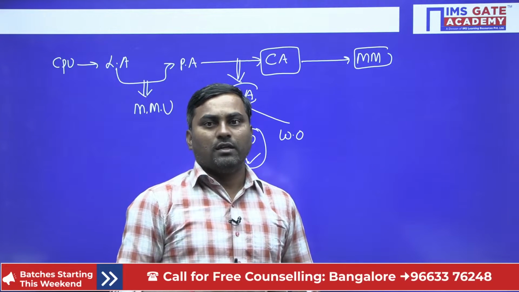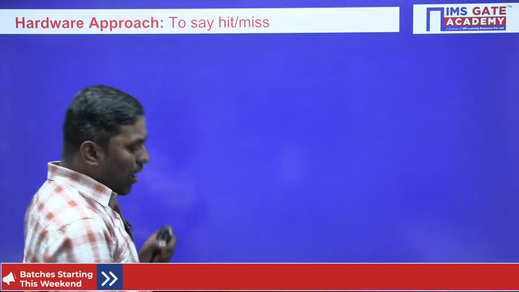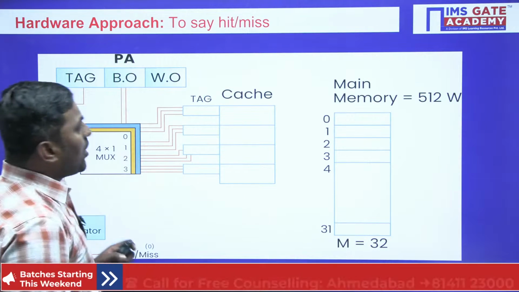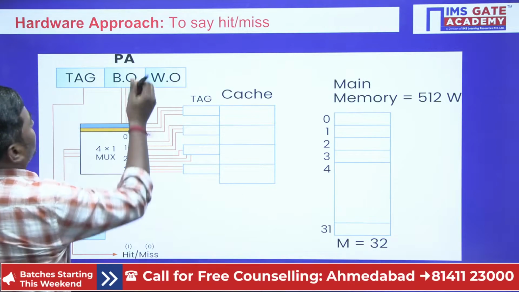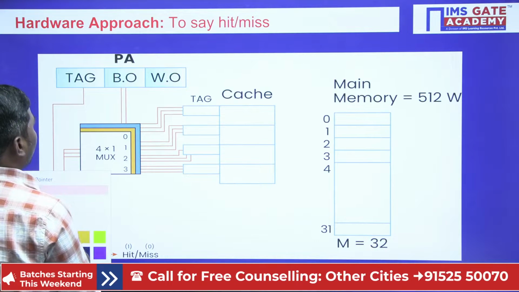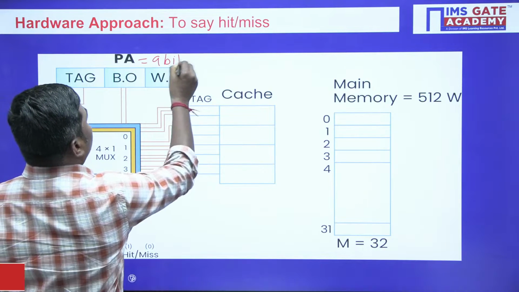Fine, right? So now let's see the hardware approach, how this will happen. We will observe the hardware part. Now please understand, look there clearly. The hardware approach to determine a hit or miss. The physical address, the same example I am continuing. Here the physical address is how much? 9 bits, right? The physical address is 9 bits.